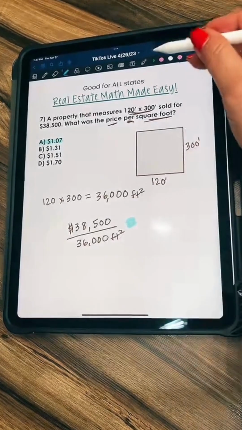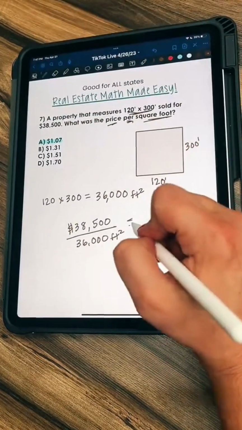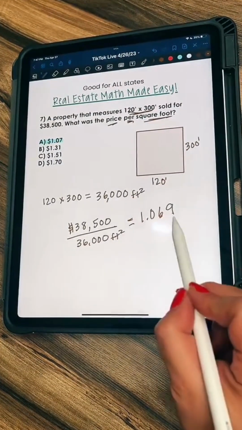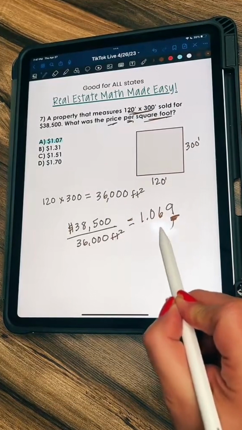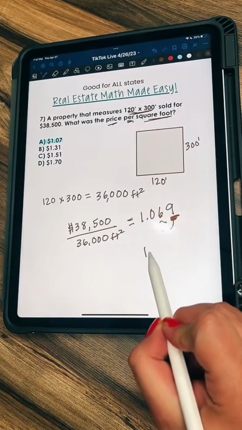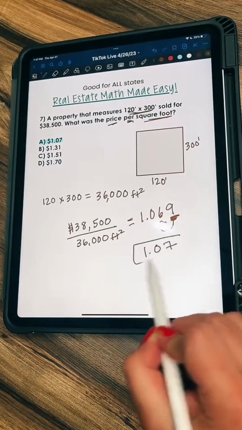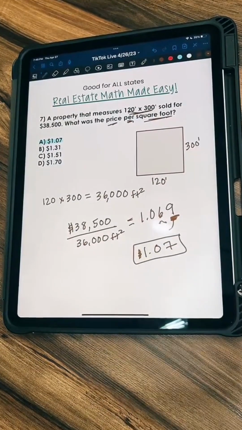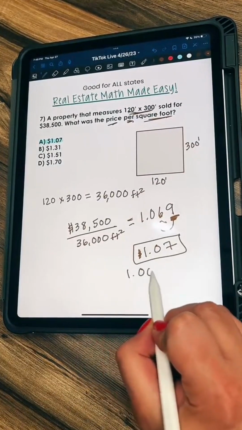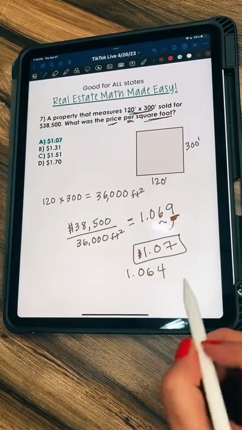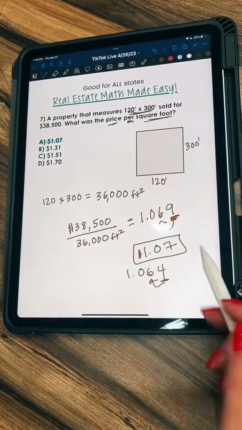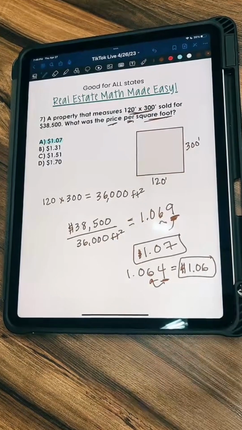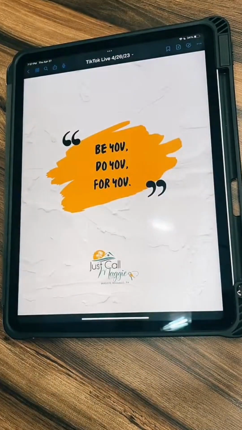Oh, sorry. I should have written this in here. So this equals 1.069. Right? And since you have a 9 here, this has to round up to 1, right? To 7. And there it is. $1.07. So if it said 1.064, this 4, you would leave this alone and it would just equal $1.06.